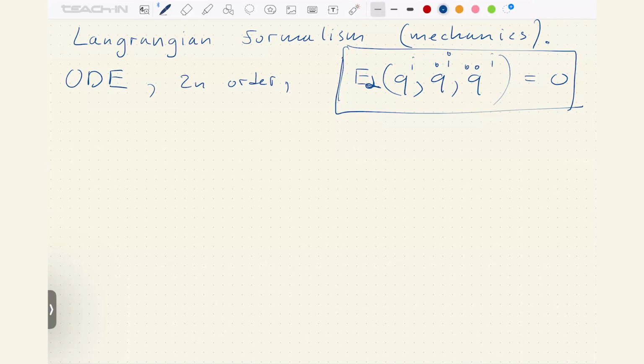It means that we have a concrete trajectory q^i of t, such that if we substitute here this q dot and q double dot for this concrete function, it is satisfied. Then we say that this trajectory satisfies the equations of motion. It's a true trajectory of our mechanical system. So this is a general setup. The general evolution of a mechanical system should look like this.